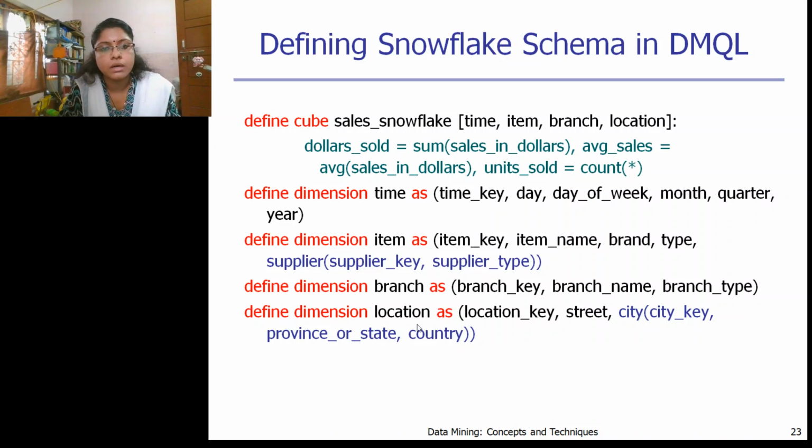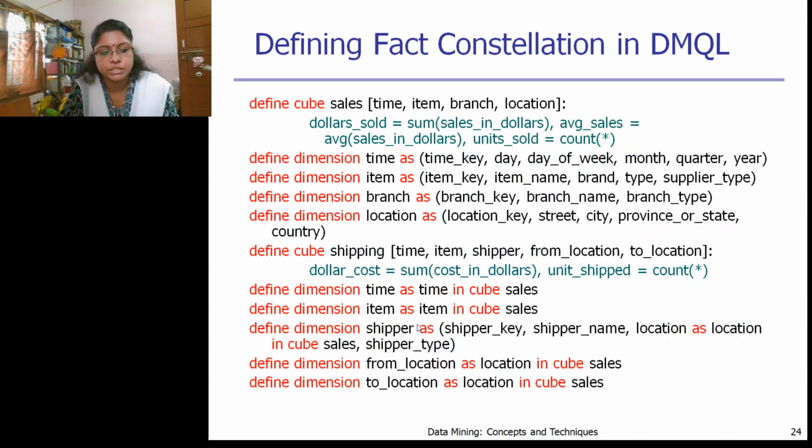Okay, now it's time for the fact constellation schema. We all know that in a fact constellation schema, two or more fact tables will be there, and also we will have shared dimensions. This is the same way which we have dealt with before, that is, define cube sales fact constellation. So this is the same thing. This is also the same. This is also the same.